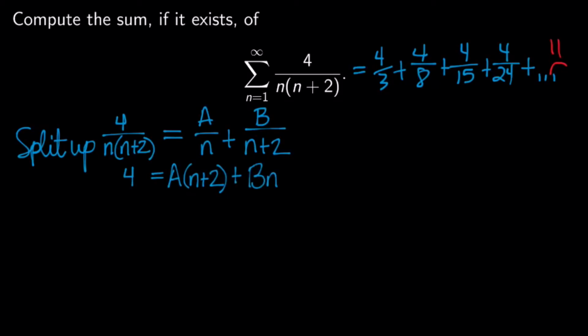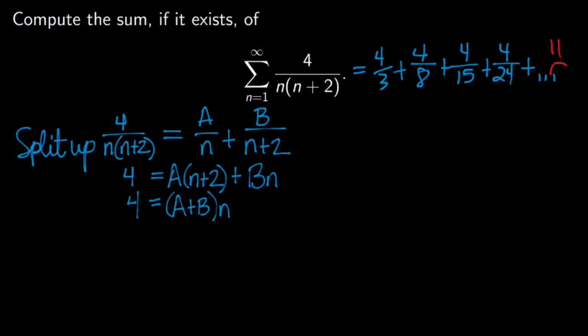So what you do is you cross multiply in this equation. I've set up this lovely, lovely equation, and I'm going to multiply both sides by n times n plus 2. On the left, lots of stuff cancels, and I just get a 4. On the right, some things cancel. I get A times n plus 2, and then I get B times n.